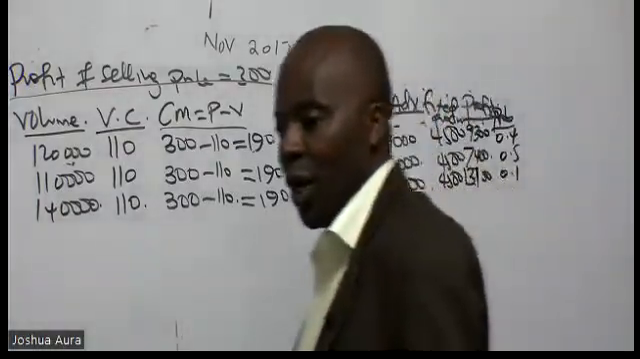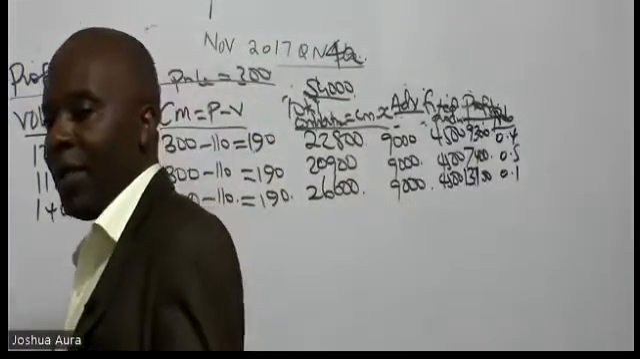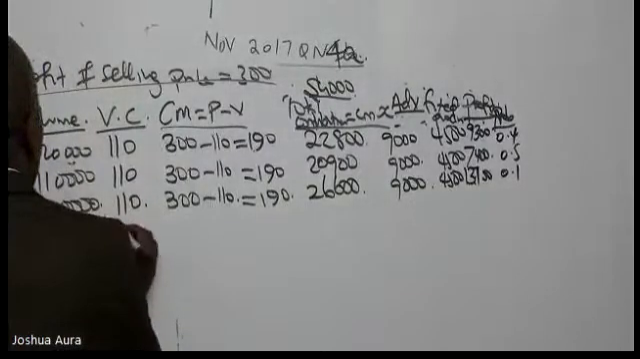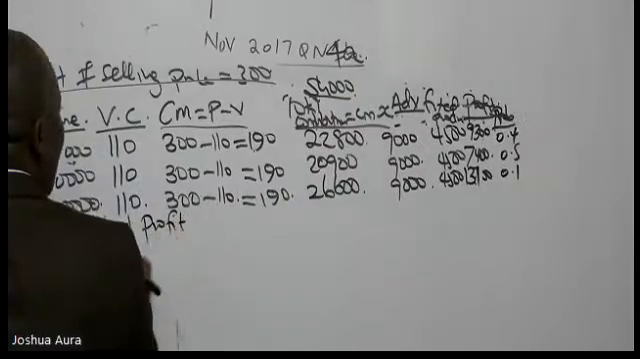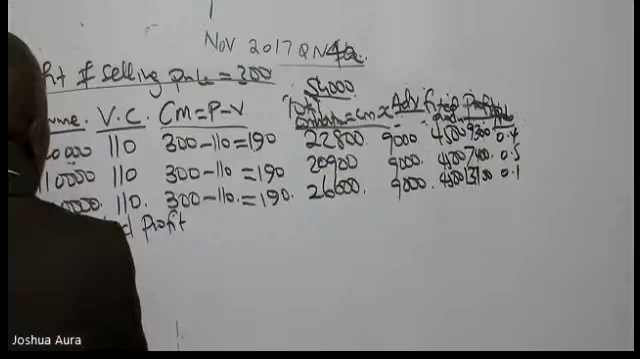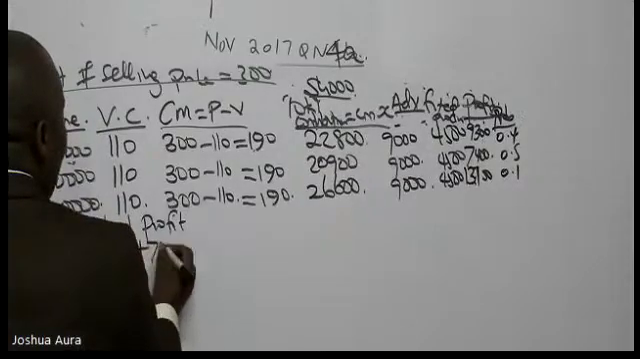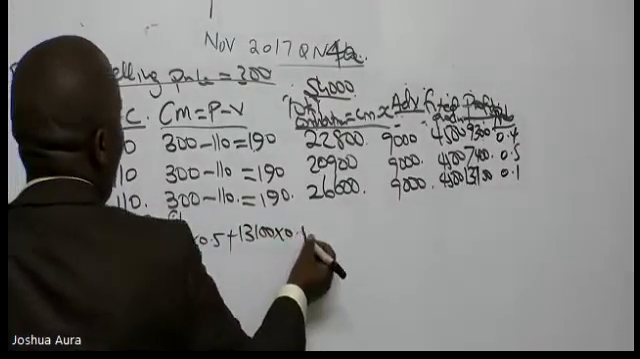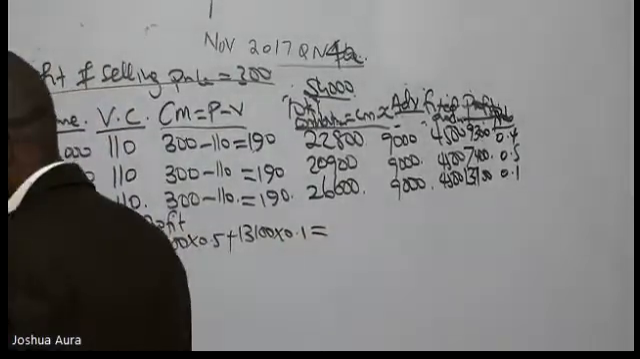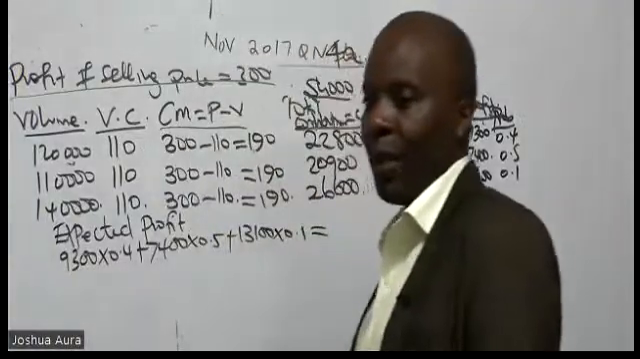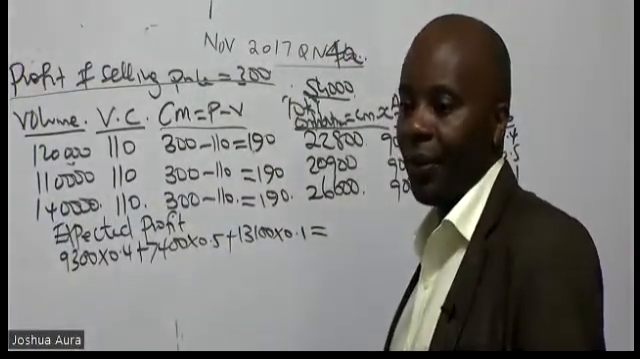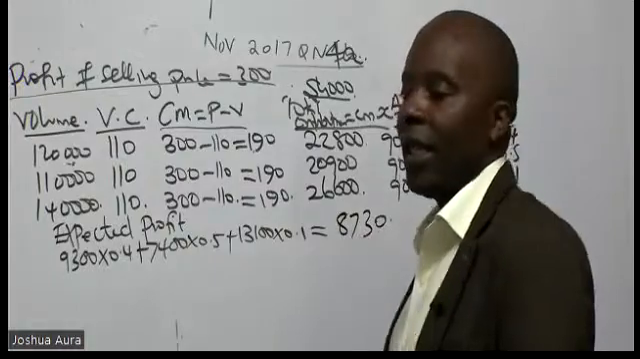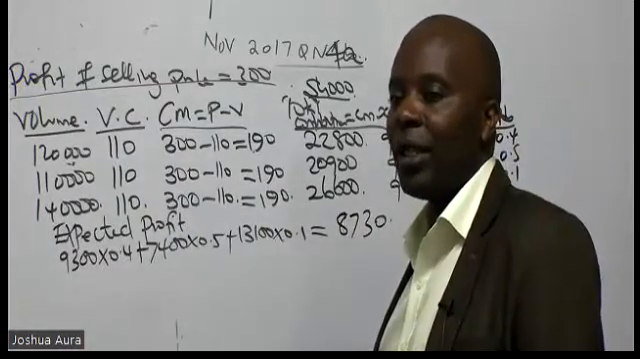So ladies and gentlemen, what I need to do now with the profitability, and I have the probability there, is give what we call the expected profit. So we have 9,300 times 0.4 plus 7,400 times 0.5 plus 13,100 times 0.1, which will end up giving us what expected profit? Please help me out here. 87.30.